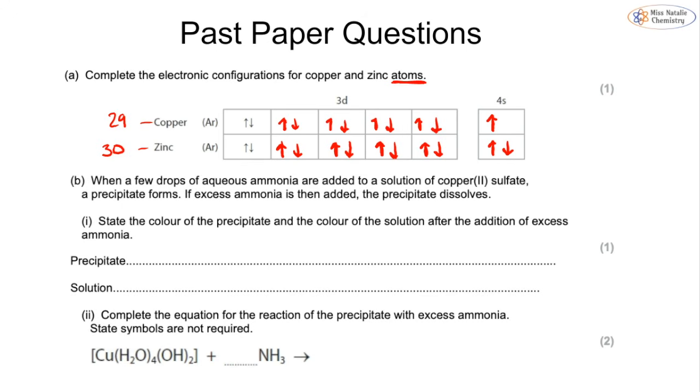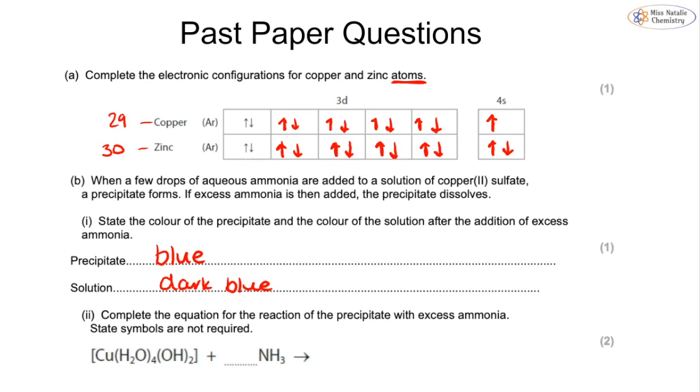So our precipitate is blue, and the solution formed with the excess ammonia, we have to be very specific, is much darker, so we just simply say it is a dark blue solution. We have to specify that we are getting a darker solution than we do a precipitate. And then part 2 is completing the equation.